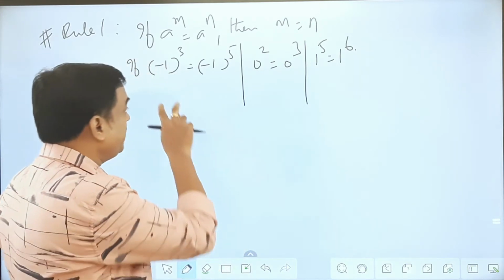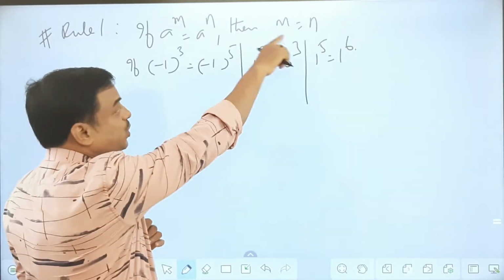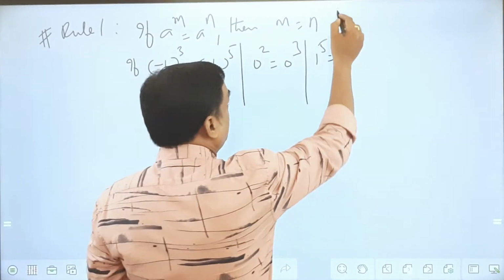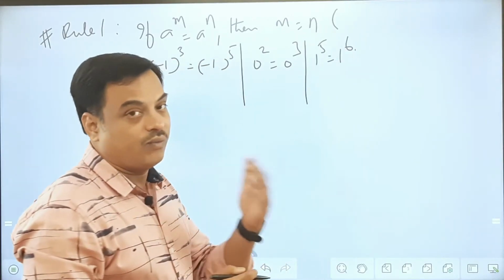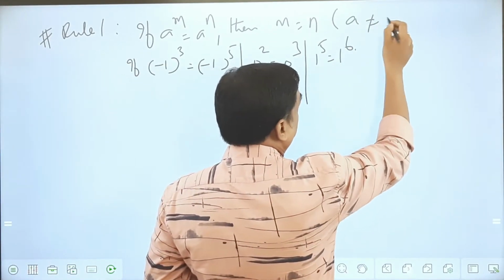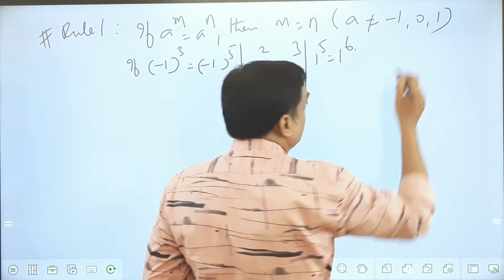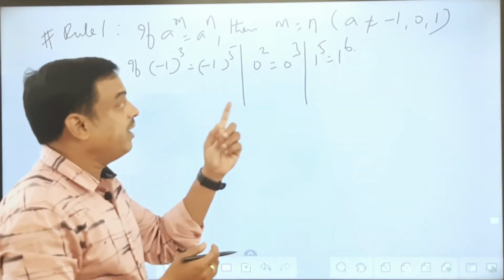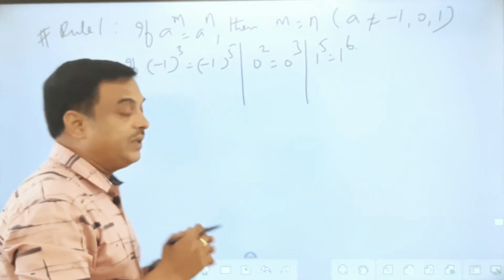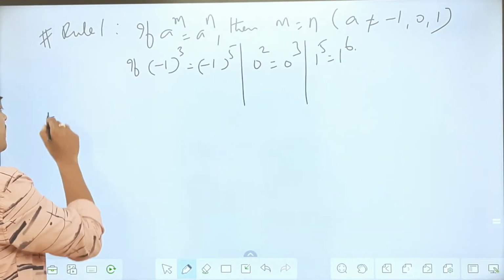No. Now if you observe, in these three cases this rule will fail and you cannot say m is equal to n. So what I need to remember while writing or using this rule is that I should always say a is not equal to minus 1, 0 or 1. That means the base value cannot be equal to minus 1, 0 or 1. That's what we need to know here. Okay. Next one. Rule number 2, friends.